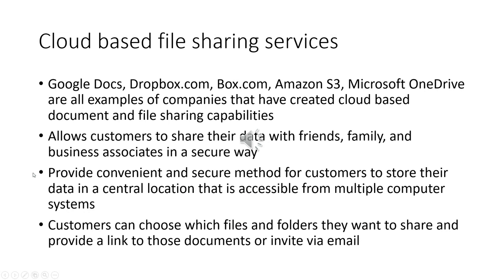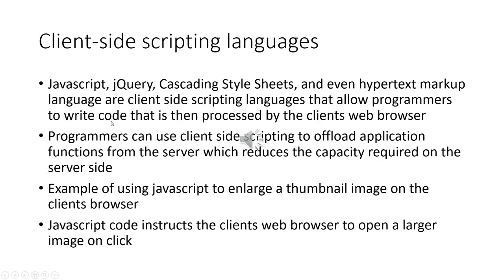Cloud-based file sharing services. Google Docs, Dropbox.com, Box.com, Amazon S3, and Microsoft OneDrive are all examples of companies that have created cloud-based document and file sharing capabilities. These services allow customers to share their data with friends, family, and business associates in a secure way. They also provide a convenient and secure method for customers to store their data in a central location that is then accessible from multiple computer systems. Customers can choose which files and folders they want to share and provide a link to those documents or invite via email.